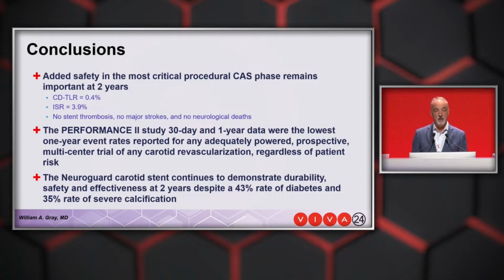So in summary, the added safety in the most critical procedural carotid stent phase remains important even at 2 years, with clinically driven TLR of less than 0.5%, in-stent restenosis of 3.5% to 4%, no stent thrombosis, no major strokes, and no neurologic deaths. The 30-day and 1-year data in Performance 2 were the lowest 1-year event rates for any adequately powered prospective multicenter trial for carotid revascularization, regardless of patient risk, and this is a high-risk trial. The NeuroGuard stent system continues to demonstrate durability, safety, and effectiveness at 2 years, despite a 43% rate of diabetes and more than a third of the patients with severe calcification.